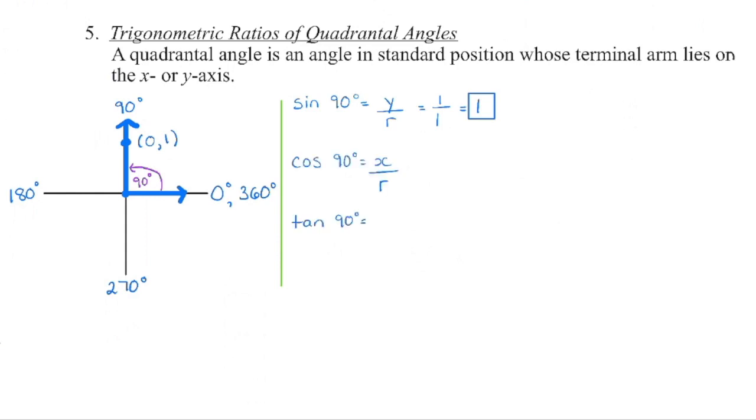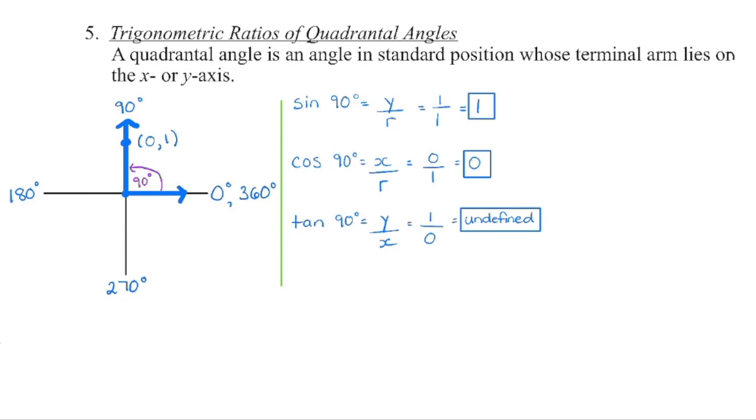The cosine ratio we know is adjacent divided by hypotenuse. My r is again that value of 1, so we can substitute that in. 0 divided by 1 is 0. And the tangent ratio, so tangent is opposite divided by adjacent, substitute those values in, but we cannot divide by 0. So in this case, it's undefined. There is no tangent ratio for a 90-degree angle.